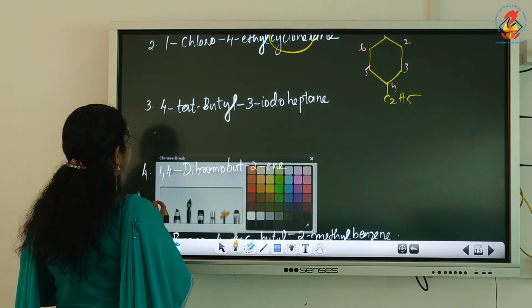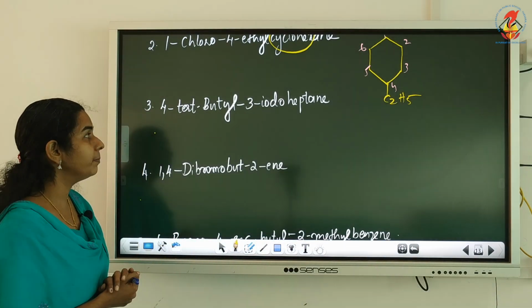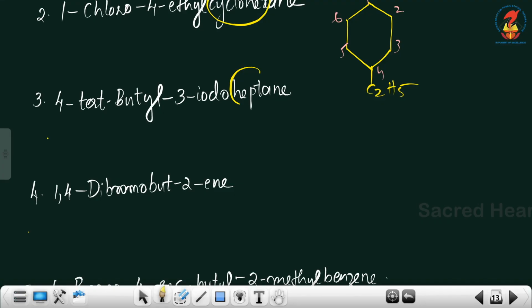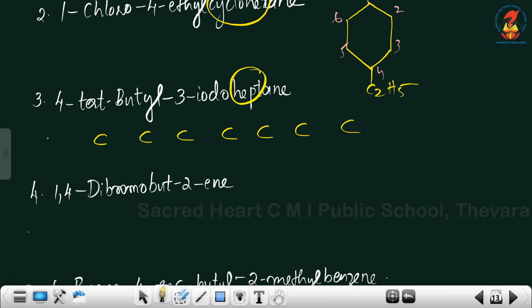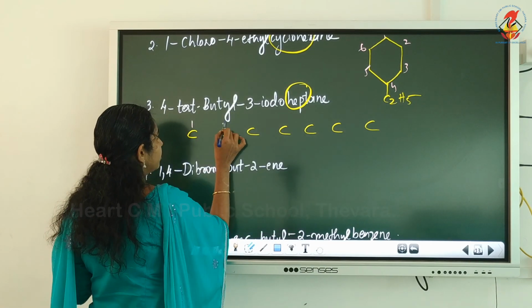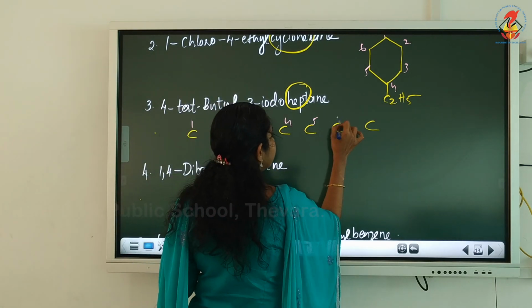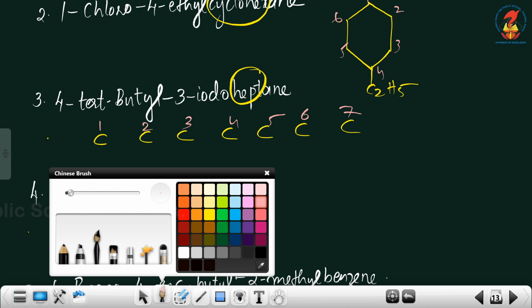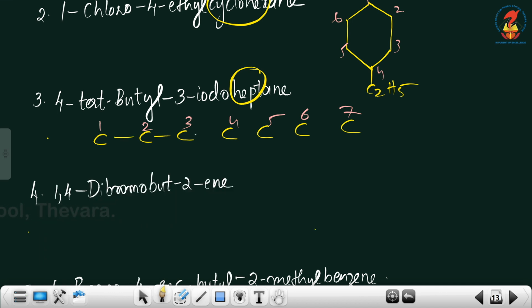Now in the next question, tertiary butyl 3-iodoheptane. So the word root is hept. So how many carbons do we have to draw? 1, 2, 3, 4, 5, 6, 7. Now give continuous numbers 1, 2, 3, 4, 5, 6, 7. Now write the suffixes first. Here the only suffix is ANE, that means they all are singly bonded.